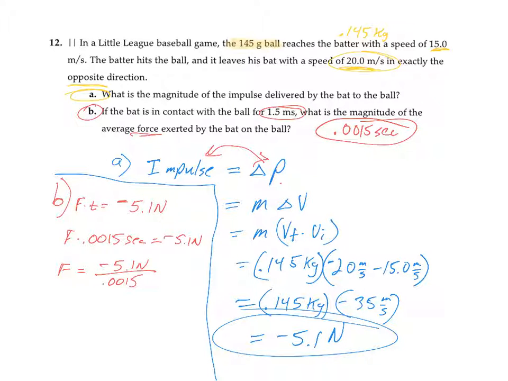I'm trying to get force all by itself. Seconds. So that number's already in my calculator. I'm just going to divide. And I'm going to get a force of negative 3,383 newtons, which I probably would just call 3,400 newtons-ish. And don't forget your negative sign.